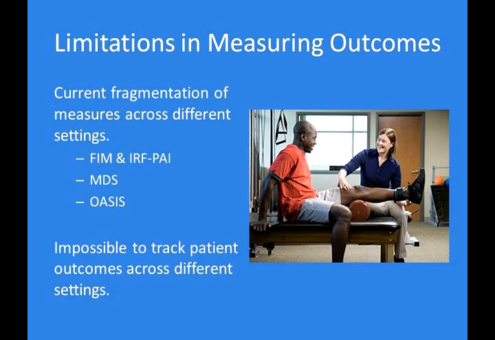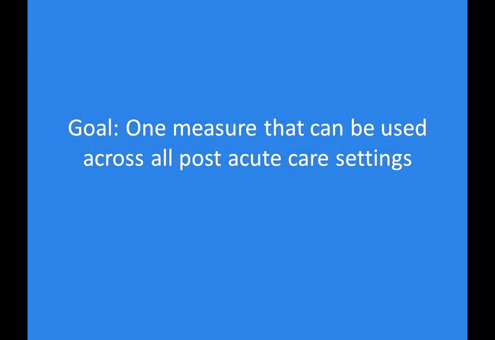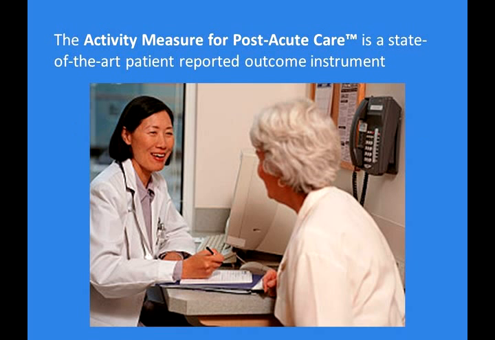Without a single measure that can be used across all post-acute settings, it is impossible to monitor functional status during an episode of care as patients move across the continuum of care settings. Researchers at Boston University developed the PAC with the goal to create a single measure that can be used across all post-acute care settings. The PAC is a patient-reported outcome measure. There is growing interest in patient-reported outcome measures because they capture the patient's perspective and therefore provide an important and compelling measure to assess post-acute care.